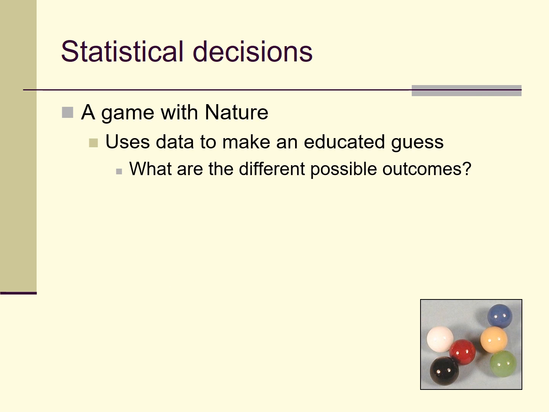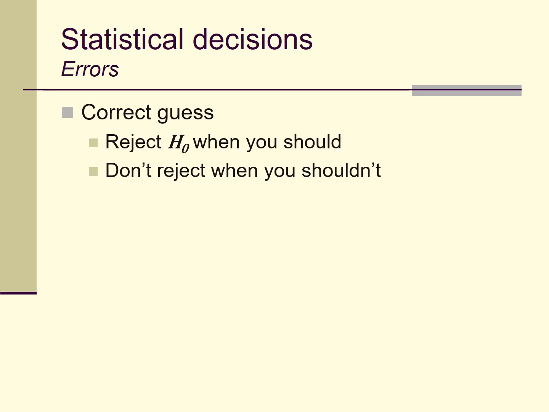Again, we're using data to make an educated guess, but there are different possible outcomes for that guess. We could make a correct guess, so that would be something like we reject the null hypothesis when we should. It is the case in the population that there is an effect, a difference between two groups, or a correlation between two variables, and so on, and based on our sample of data, we arrive at that same impression. So we say, aha, let's get rid of this null hypothesis that we had previously assumed. We're going to reject it. And that was the right call.